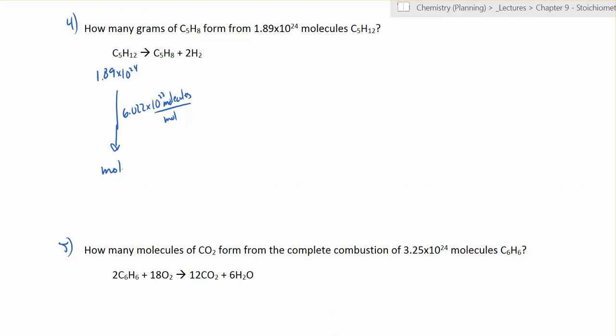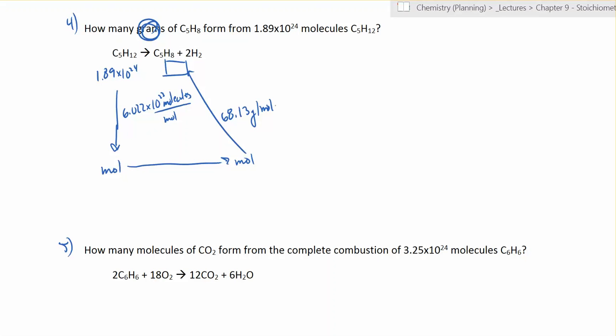into moles. I can do a mole-to-mole ratio, and then the question asks to solve for grams. So just like what we started with, we can use a molar mass of C5H8 to convert moles of C5H8 to grams of C5H8. In this case, the molar mass is 68.13 grams per mole.